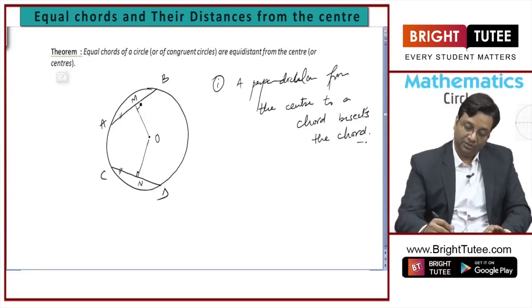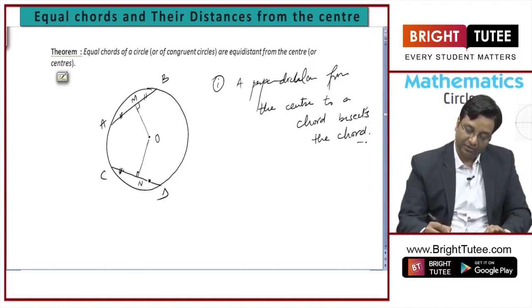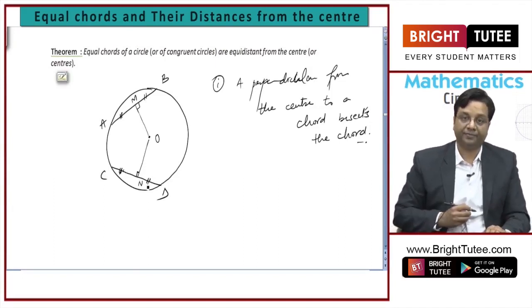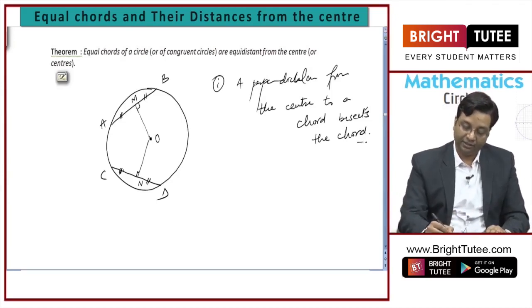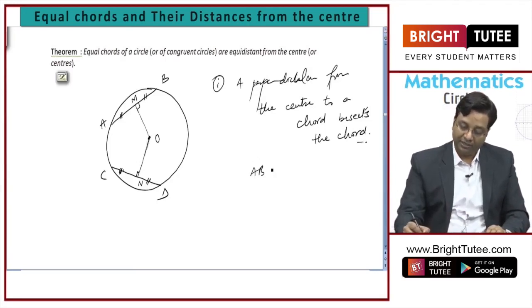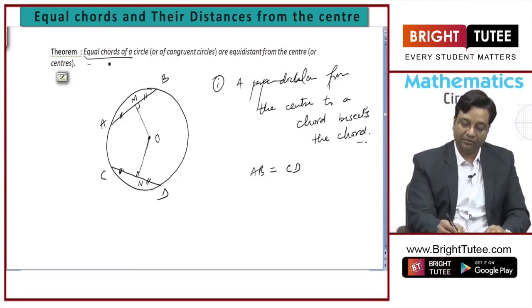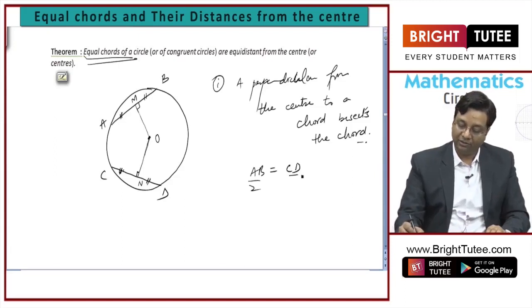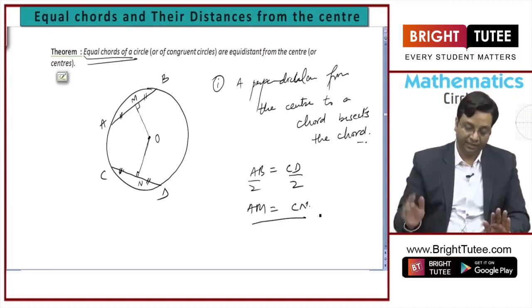right? So I can say this portion here AM is equal to BM and this portion here CN is equal to ND, right? Because these are perpendiculars drawn from the center to these chords, and we know AB is equal to CD because these are equal chords, so their halves will also be equal. So I can say AM is equal to CN, right? This much is clear.